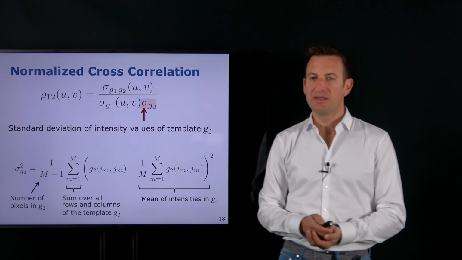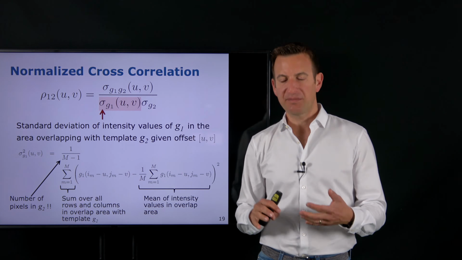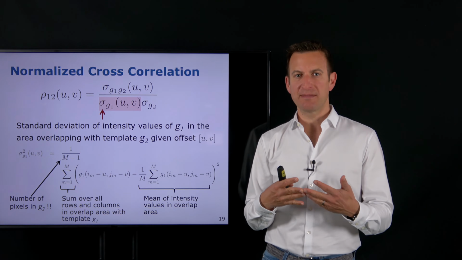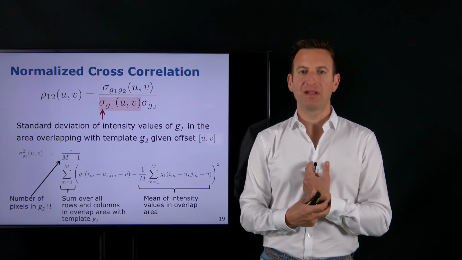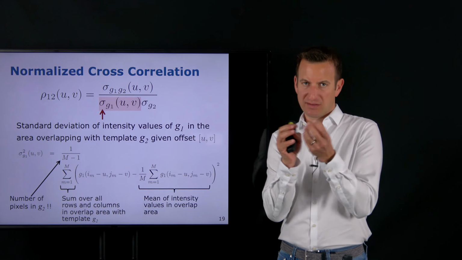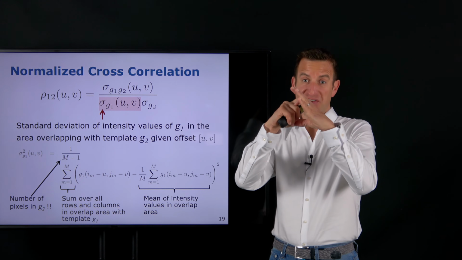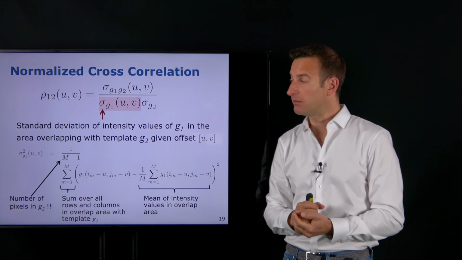Now let's go to this second term down here. It's basically the same, except that I'm performing the operation now in my original image, in my image G1, and only in the area that overlaps with G2, because this is a comparison that I want to do. I'm overlapping two templates or two local regions. I will say how similar are those local regions. What happens outside is not interesting to me at that moment.